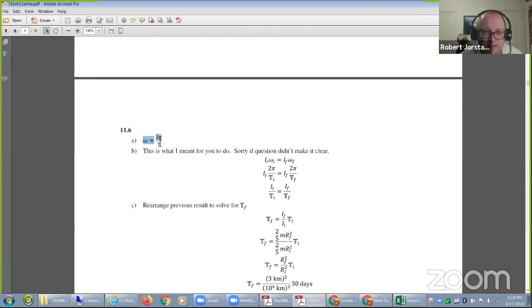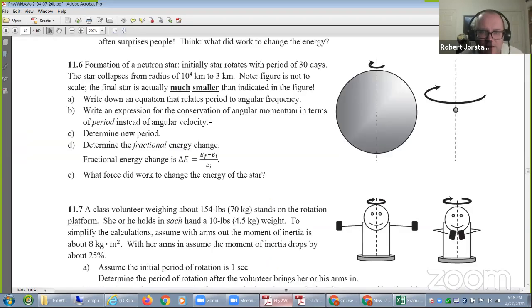There it is. So omega is that. So this is what we've got. And then let's go read the question. Let's write down conservation of angular momentum in terms of period. And now I will get to the chat in just a second.